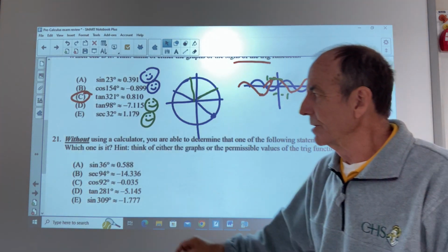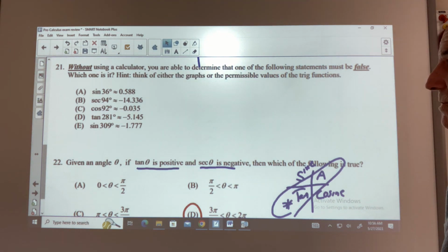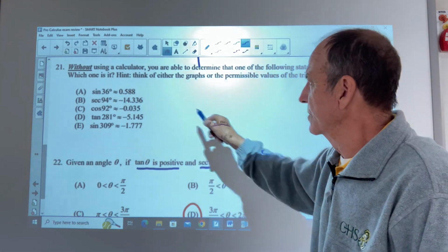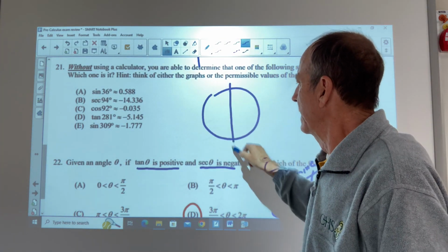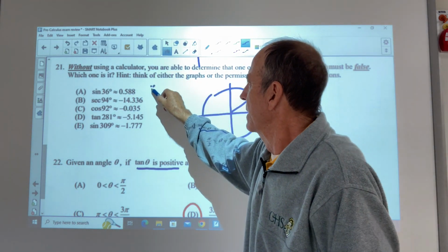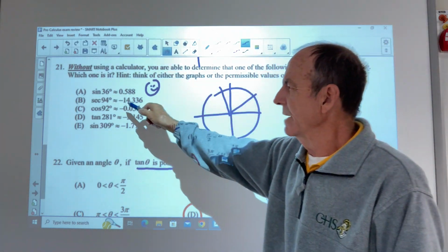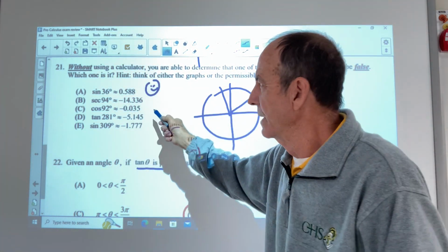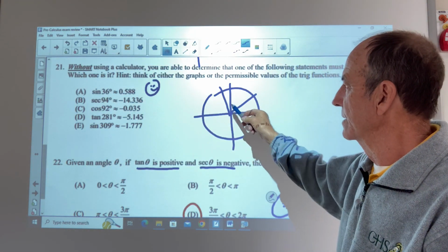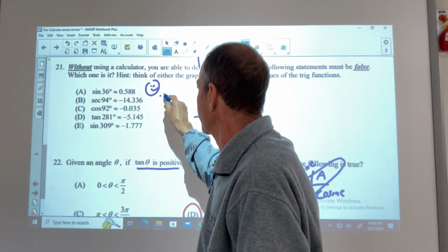Okay, 21, very similar idea. Without using a calculator, which one of the following must be false? So we can go through the same idea, just sketch some pictures and see what's going on. Let's see, it's 36 degrees. Okay, that seems okay. 94 degrees, you're over here. We know the cosine is negative. The secant's got to be negative. It is larger, in absolute value, than 1 because the cosine is a very small number, so the reciprocal of a very small number would be a very large number. That looks okay.